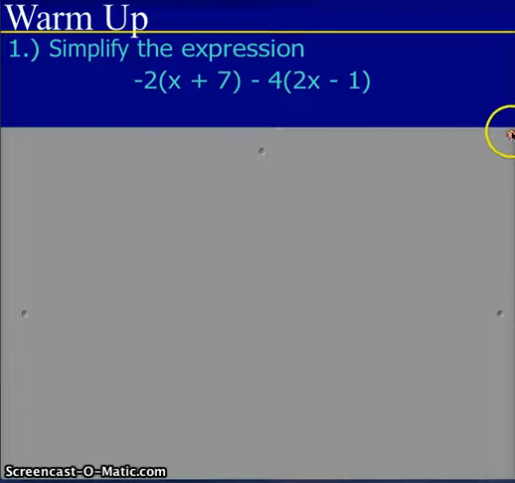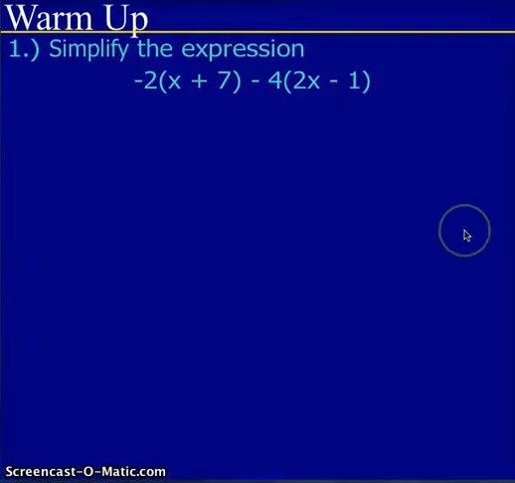Simplify -2 times the quantity x plus 7 minus 4 times the quantity 2x minus 1. Pause the video here to see how you do first. Okay, you should first distribute the -2 to this set of parentheses and then -4 to this set of parentheses.